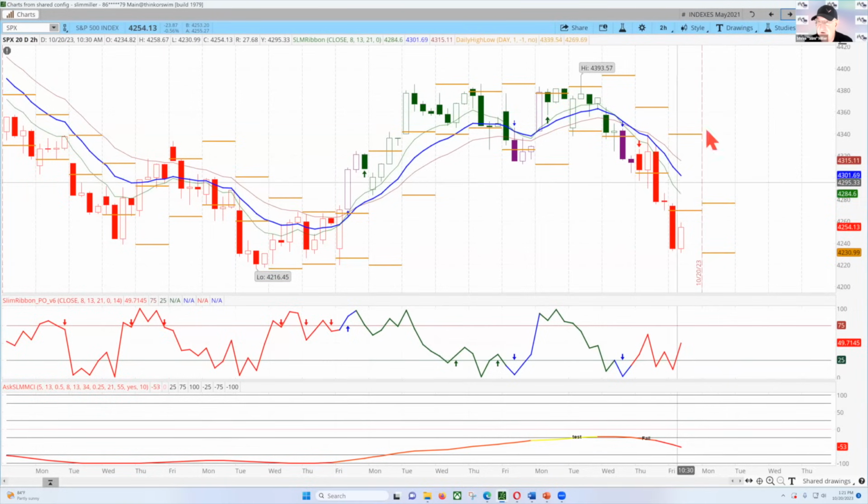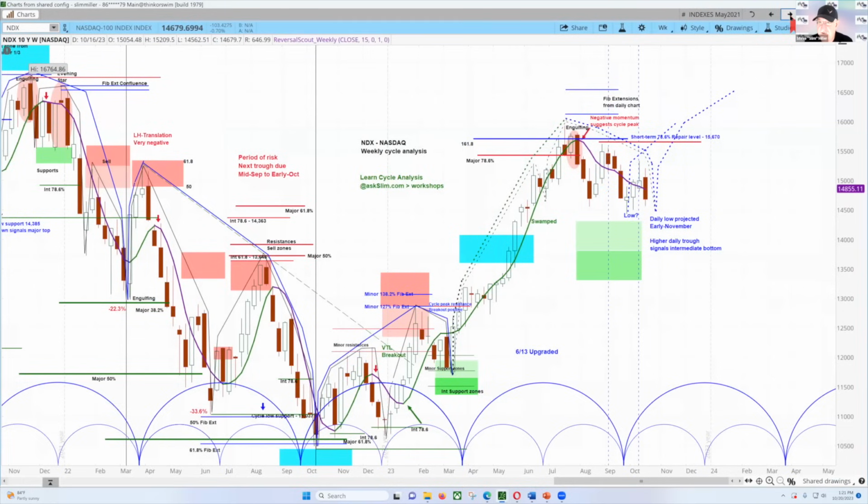Look at the momentum, and here is that turned negative. And again, if you're a swing trader, you want to really pay attention to the 2 hour. Let's take a look at the NASDAQ. It is the same story.